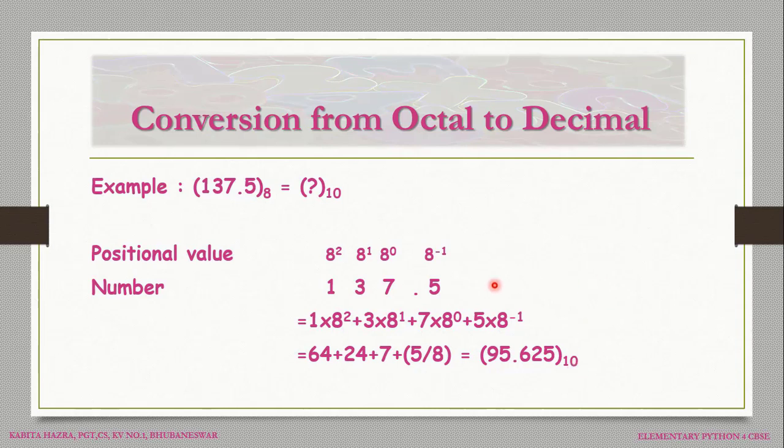Now we want to convert 137.5, which is an octal number, to decimal. So the positional value of the digits will be some power of 8, starting from 8 power 0, increasing towards the left and decreasing towards the right of the decimal point. Now after finding out the positional value of the digits, we will multiply the digit with their positional value. So 1 will be multiplied with 8 power 2, 3 with 8 power 1, 7 with 8 power 0 and 5 with 8 power minus 1. So we get 64 plus 24 plus 7 plus 5 by 8, which is 95.625. So 137.5 in octal is 95.625.